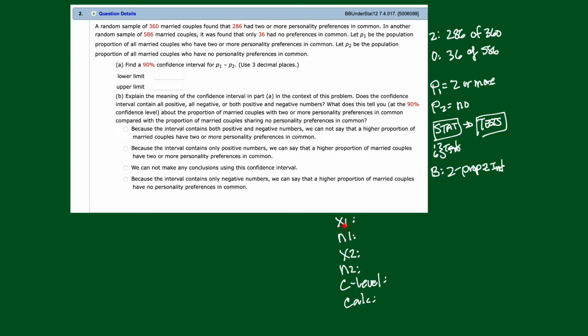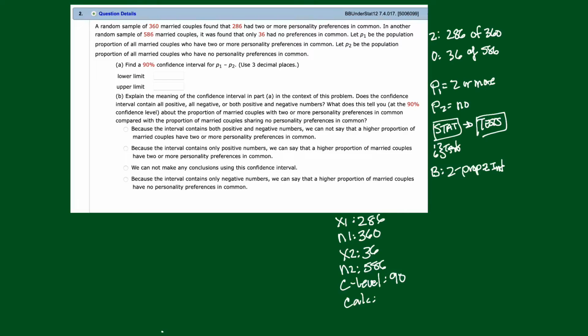It wants the x1 value and the n1 value. Population 1 is the 2 or more, so x1 is 286 and n1 is 360. Our x2, for the other population with none, is 36, and n2 is 586. Our confidence level is 90%, so 0.90. Let's get those numbers in.